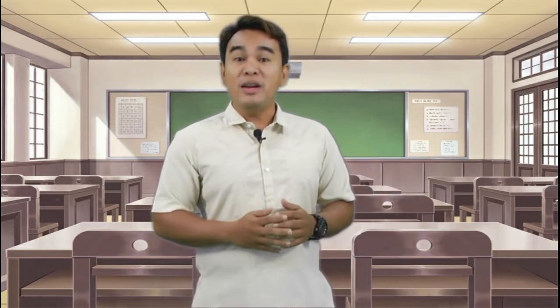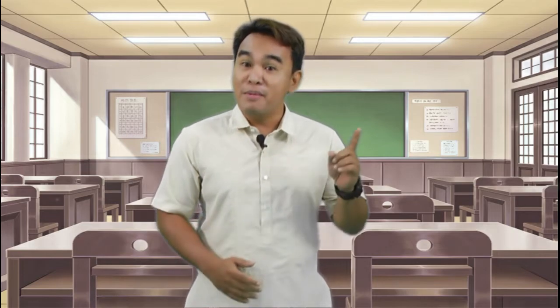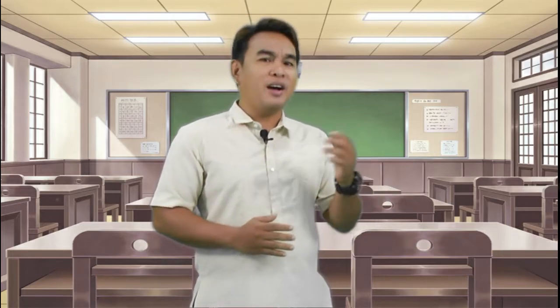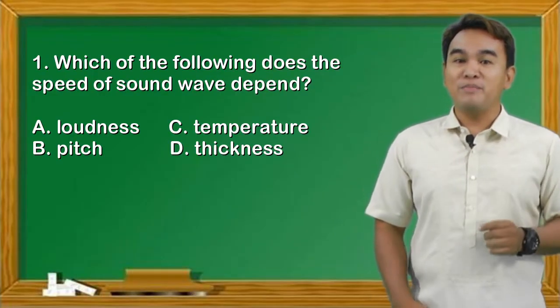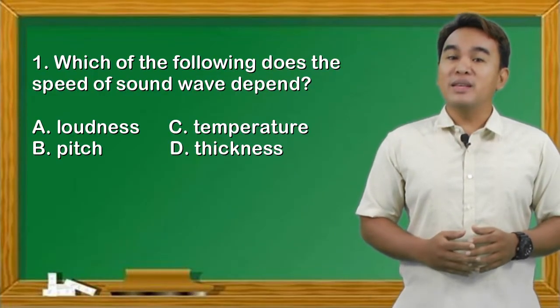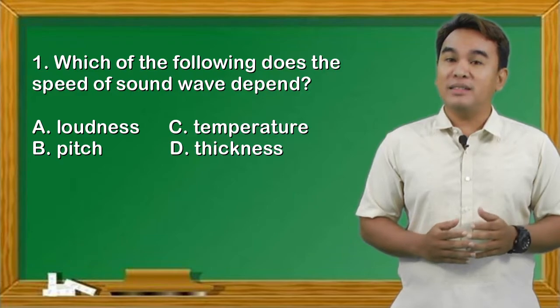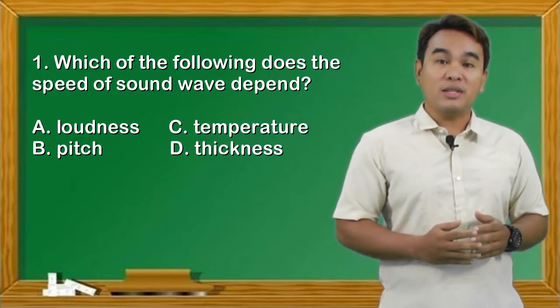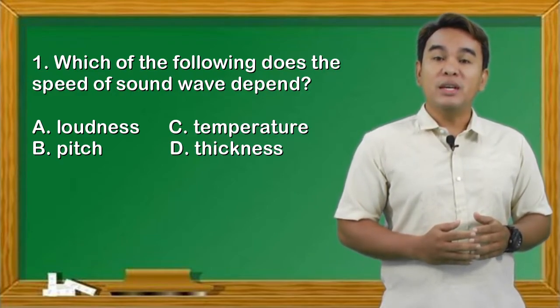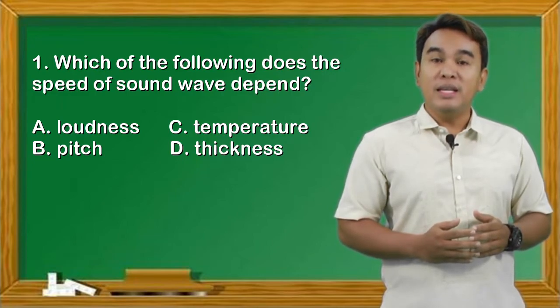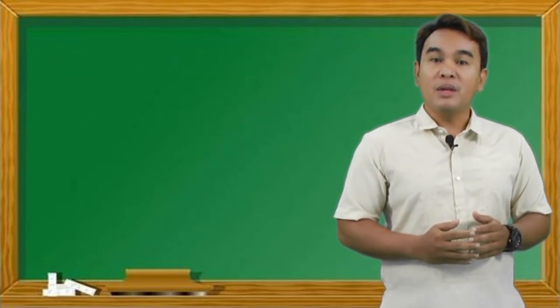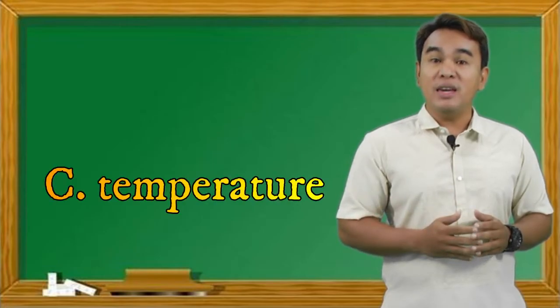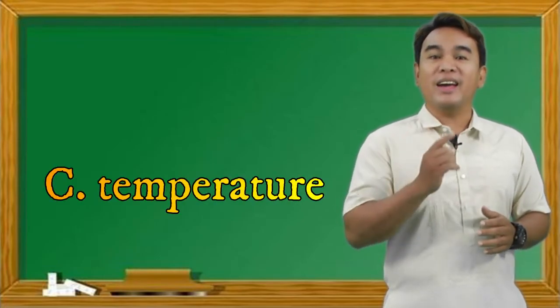We will begin our lesson with a pretest. Remember, do not write anything on your module. All answers should be written in your answer sheet. So, let's start. Number 1. Which of the following does the speed of sound wave depend? A. Loudness. B. Pitch. C. Temperature. D. Thickness. If your answer is letter C, then you are correct.